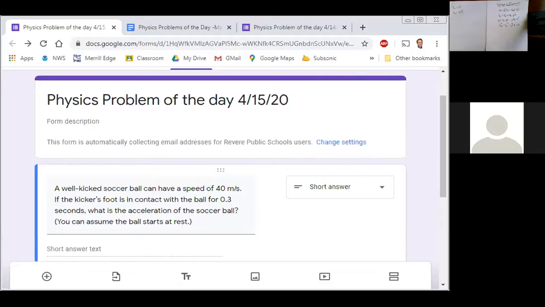And maybe somebody else, what do we have for the last given here? We got the delta time too. Yeah, we got the time, right? It's in contact with the ball for 0.3 seconds, right? Seconds is an amount of time. That's how long the ball and the foot are touching each other, right?